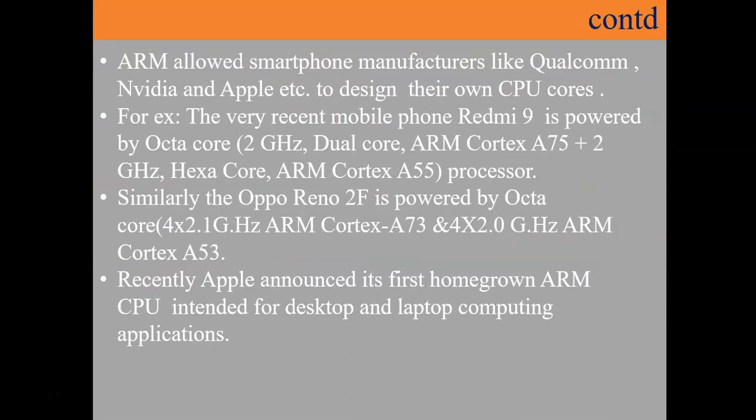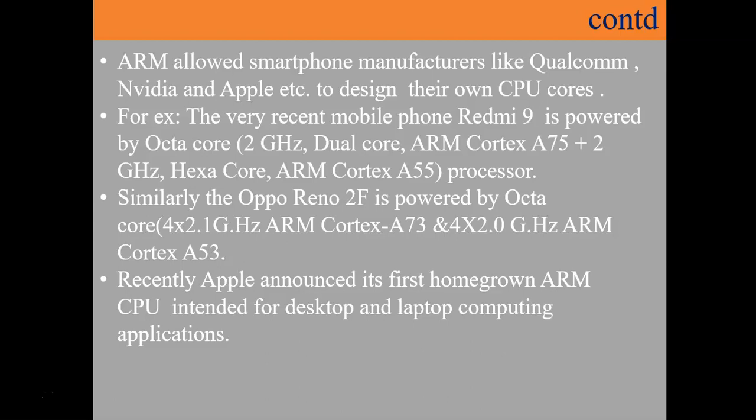ARM allowed smartphone manufacturers like Qualcomm, Nvidia, and Apple, etc. to design their own CPU cores. For example, the very recent mobile phone Redmi 9, most of you might have heard about this, is powered by octa-core 2 GHz dual-core ARM Cortex A75 plus 2 GHz hexa-core ARM Cortex A55 processors. Actually, this Cortex is an ARM processor, basically. Cortex A75, Cortex A55. Students who are interested, they can go to the settings and there you find about your device. There you find this information.